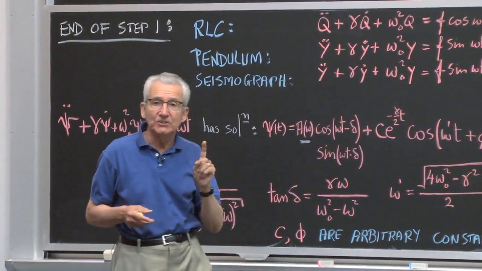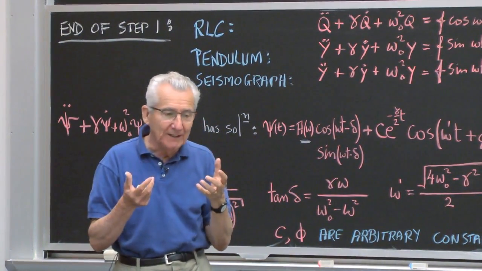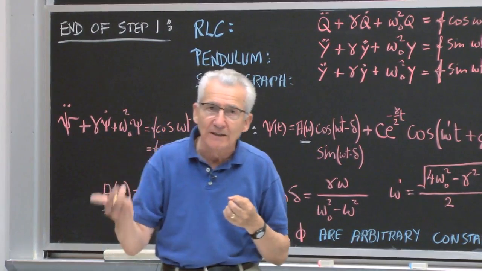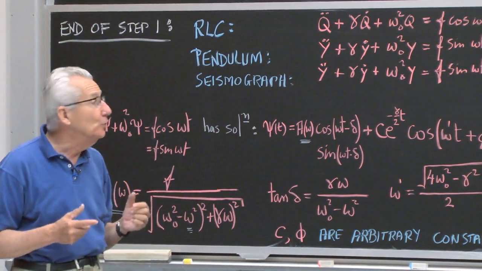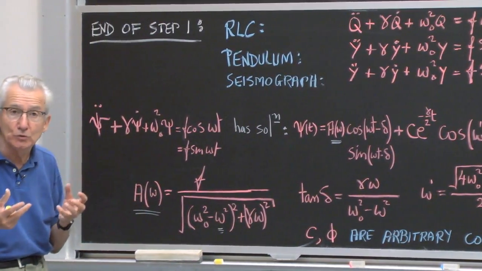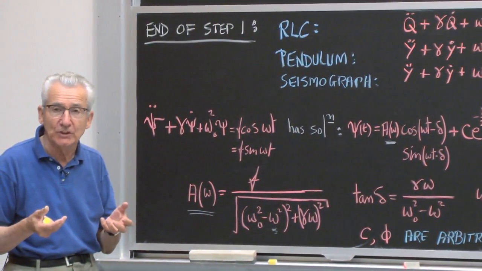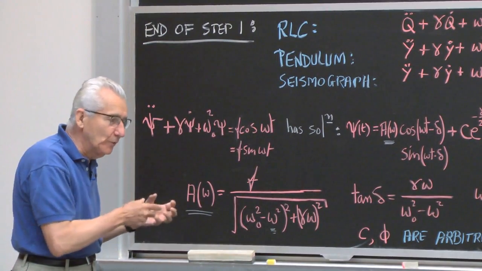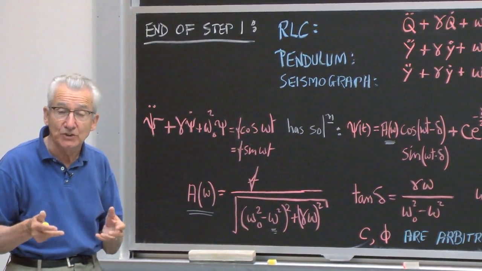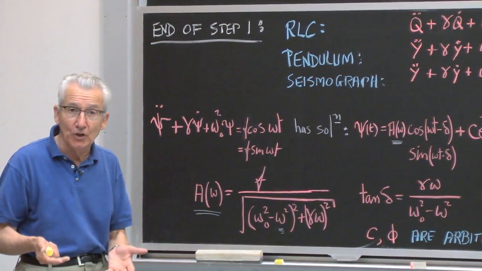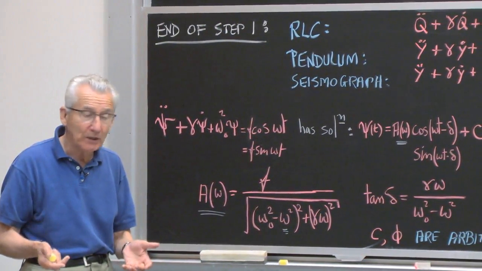So it doesn't matter what m is, what k is. But what matters is, what's the ratio of k over m? You want that to be close to the natural frequency of this oscillator, that value k over m, to be close to the frequency of the oscillations of the Earth in the earthquake.